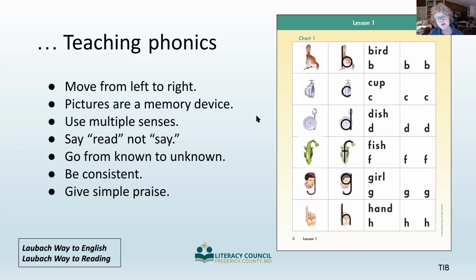And if your student makes a mistake, go back to the known. For example, if your student gets here and they can't remember the sound of the letter, go back to the long tail and the round body, and this is a bird, bird.